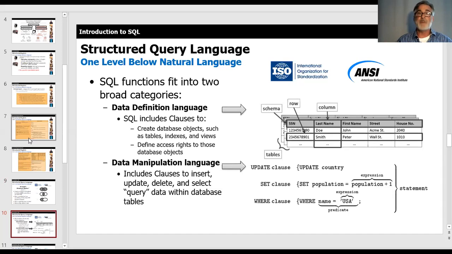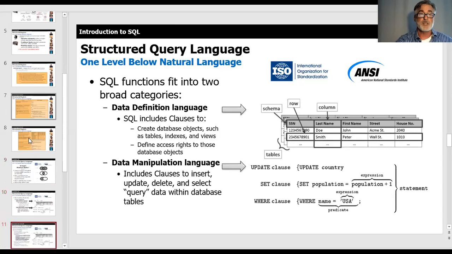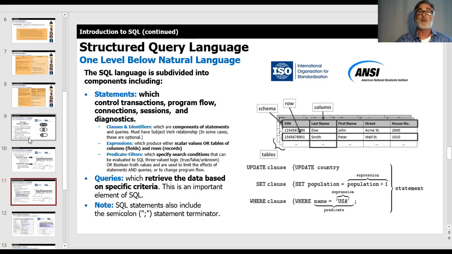I get more in depth on that in my class, but I just wanted to give you an introduction to this if you've never seen it or are not really familiar with it. SQL is divided into components, including statements. Remember, a test case is a statement, and there are two parts to it: the front part, which is the main scenario, and the back part, which is the subordinate clause. So there's the main clause and the subordinate clause.